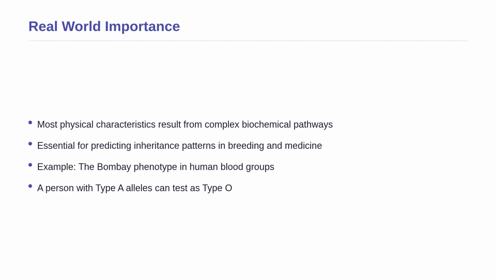You might be wondering why this specific interaction is so important to study. Understanding epistasis is absolutely critical because very few traits in the real world are controlled by just one single gene acting alone. Most physical characteristics are the result of complex biochemical pathways. For example, the famous Bombay phenotype in human blood groups is a classic case. A person can genetically have the alleles for type A or type B blood, but they test as type O because a completely different gene prevents the attachment of those antigens. This helps doctors predict complex inheritance.